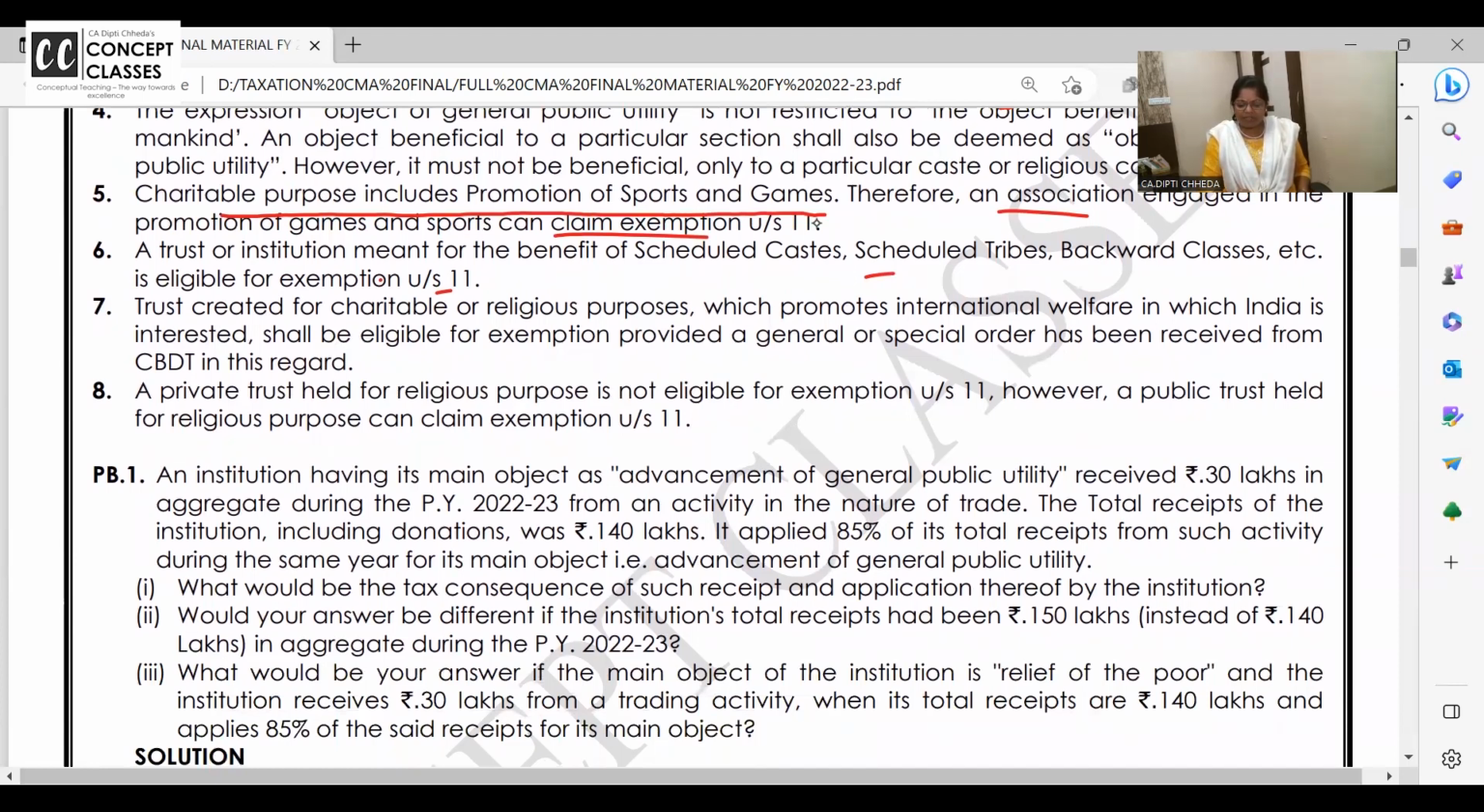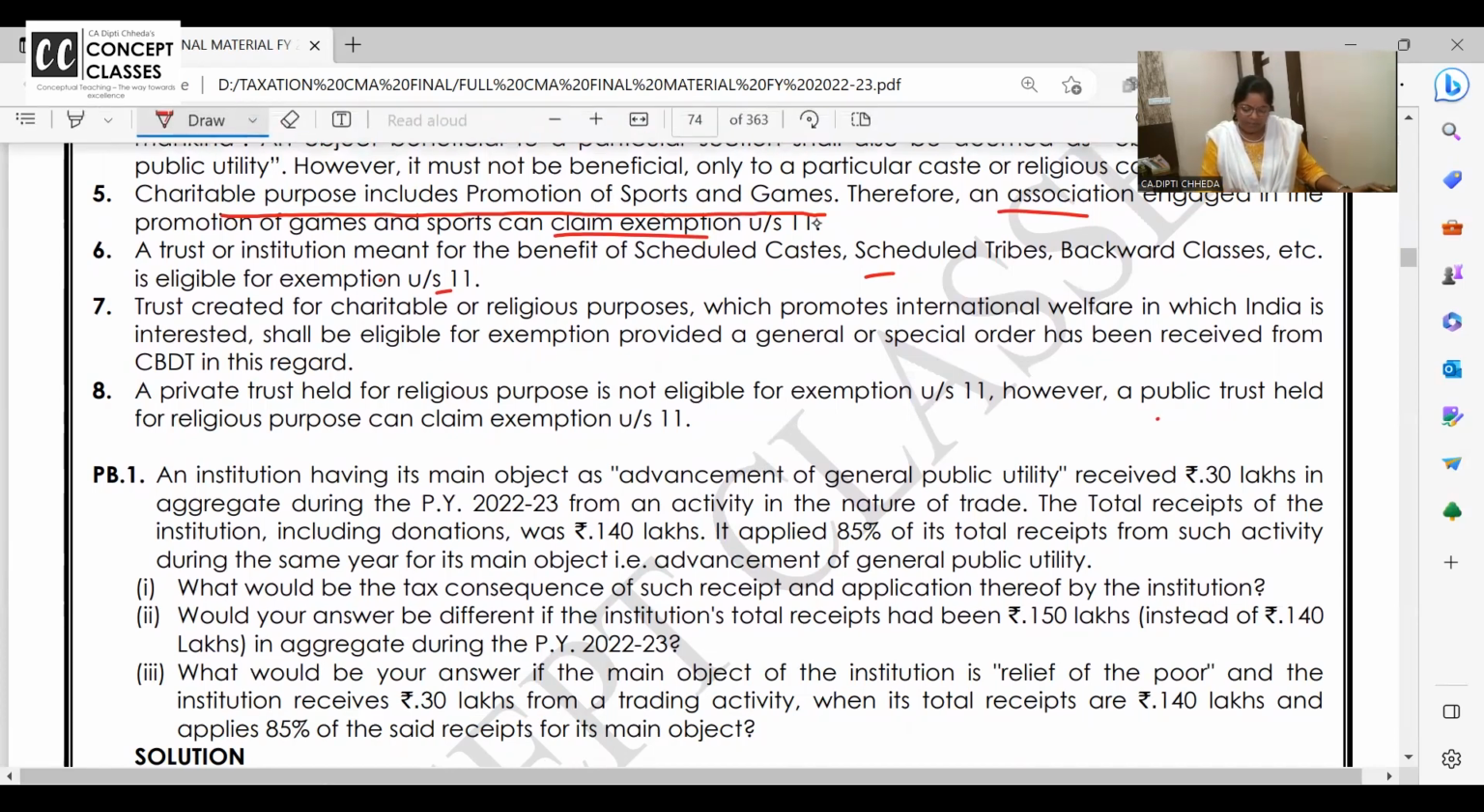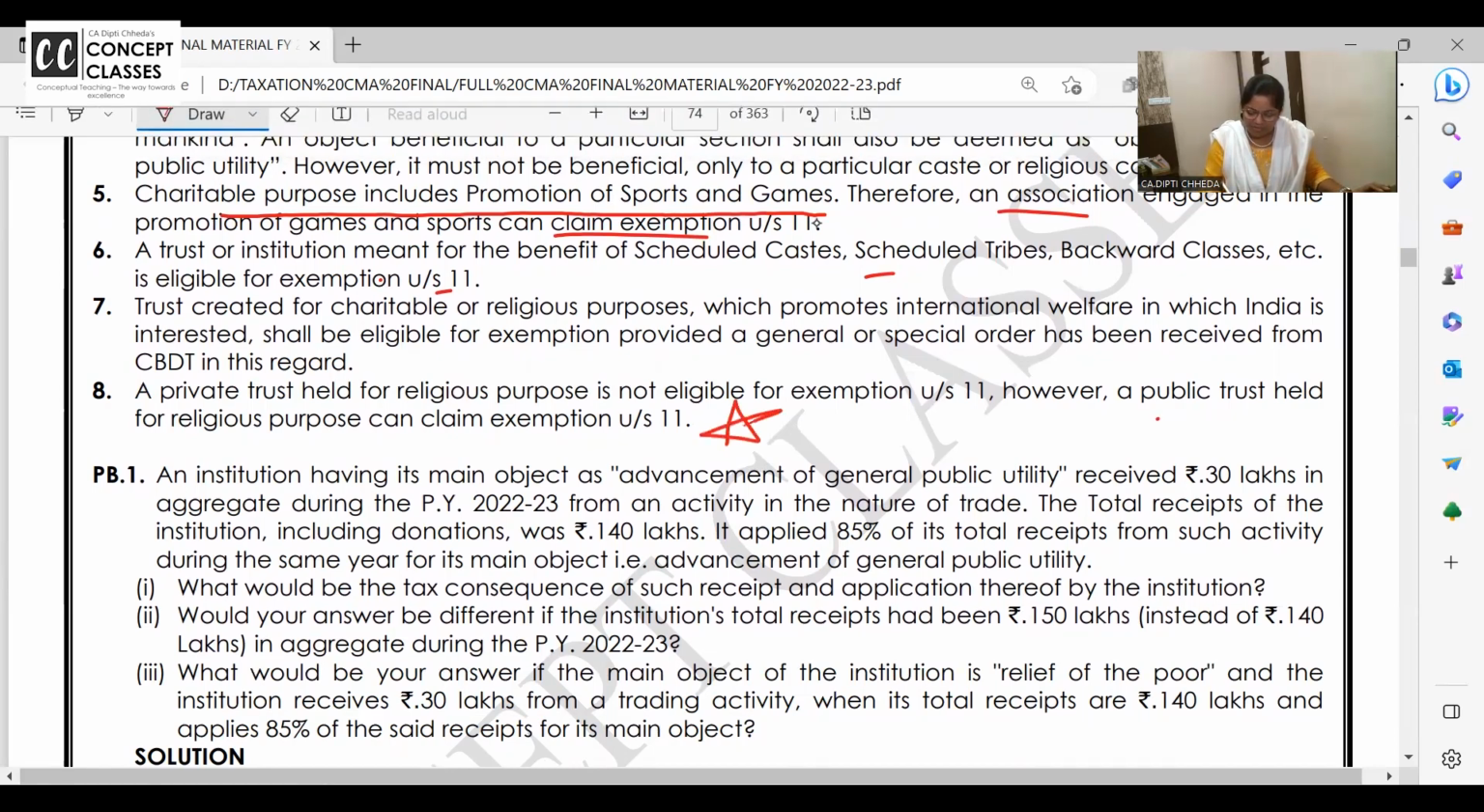A trust must be created for charitable or religious purpose which promotes international welfare in which India is interested, and it shall be eligible. Okay. A private trust held for religious purpose is not eligible for exemption. However, a public trust held for religious purpose gets exemption.